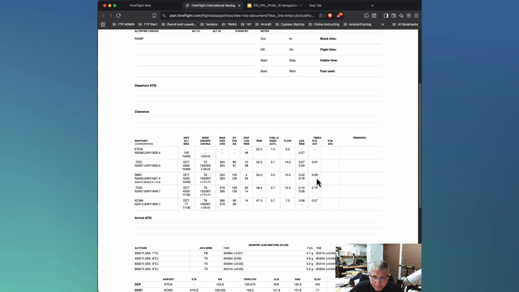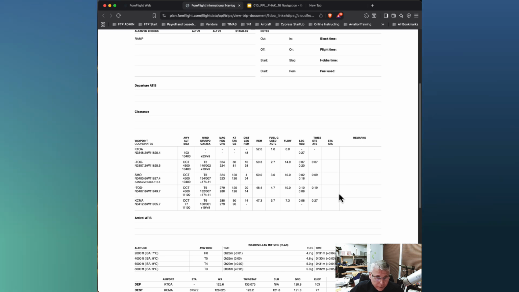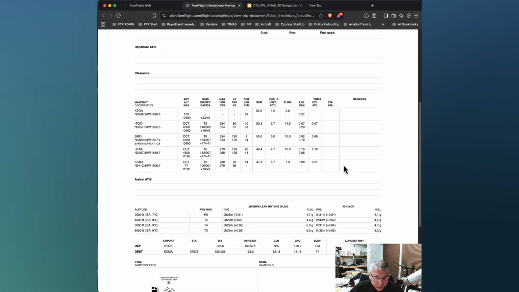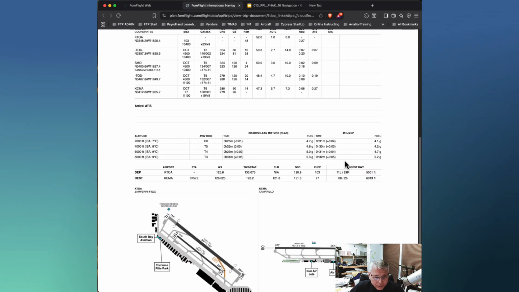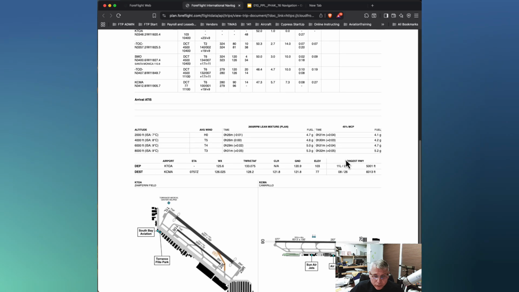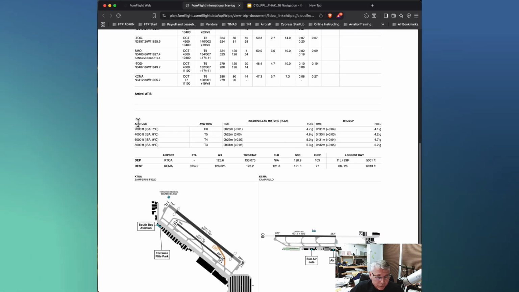All right, so that is our navlog. Hopefully that was productive. I'll give you a couple of other highlights on the rest of this. Taking a look at this next area, we've got an arrival ATIS. So this printout, when you print it out for your cross country, gives you a location to write any kind of weather information at the destination.